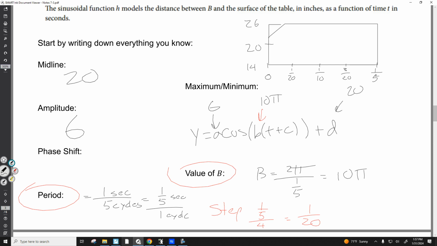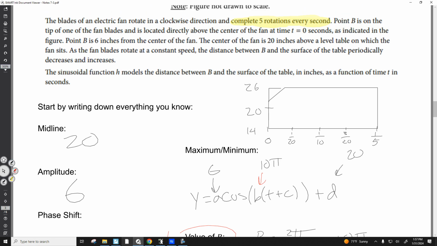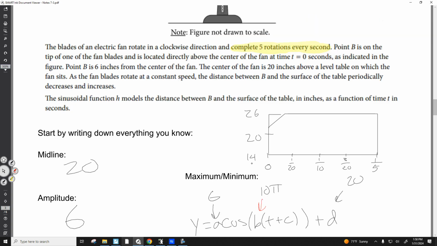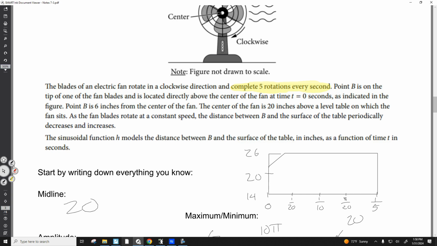You read the directions for it, and you see that the point B is located directly above the center of the fan at time t equals 0. They are showing us at t equals 0, this is where point B is. What does that show up as on the graph? Your maximum. Well, sure, but I could ask you for sine. Could you give me the sine? I hope you can. Good. Or else you didn't do well on your quiz today. You know what I mean?